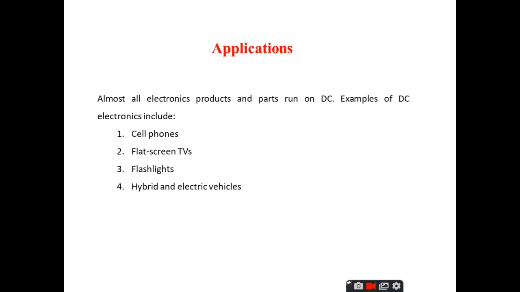And coming to the applications of DC, almost all electronic products and parts run on DC. Examples of DC electronics include cell phones and flat screen TVs. In the case of flat screen TVs, AC goes into the TV, then the AC is converted into DC. Other electronics which use DC include flashlights, and hybrid and electric vehicles also.